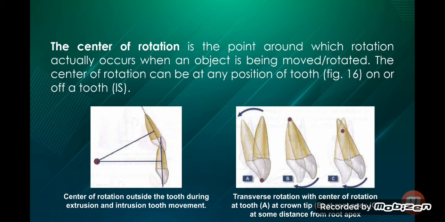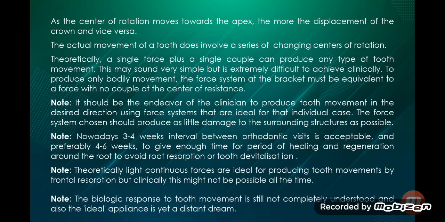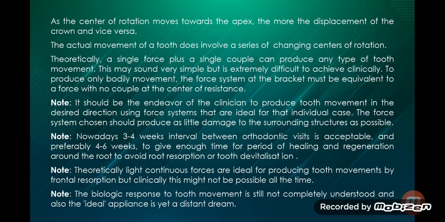In these figures on the right side, we can see transverse rotation with the centers of rotation at the tooth. Firstly, A at the crown tip, P at the root apex, C at some distance from the root apex. As the center of rotation moves toward the apex, the greater the displacement of the crown, and vice versa. The actual movement of the tooth does involve a series of changing centers of rotation.